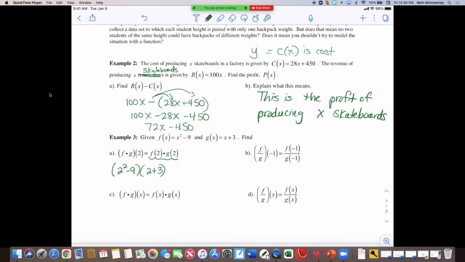All right, so here we go. F of 2, that would be 2 squared minus 9, and I'm going to figure out what that is, so I need a parenthesis around it, times g of 2 is 2 plus 3. So that's what? 4 minus 9, which is negative 5 times 5. You should get negative 25.